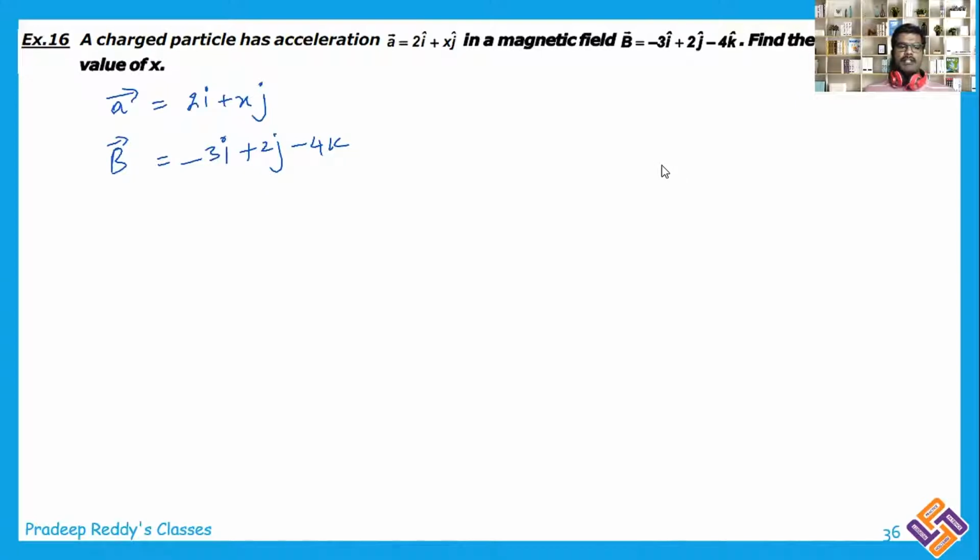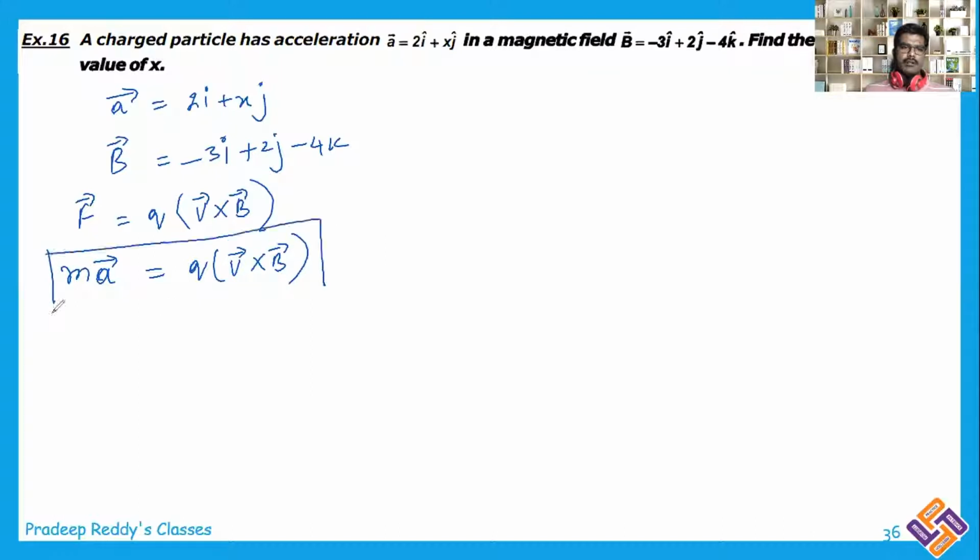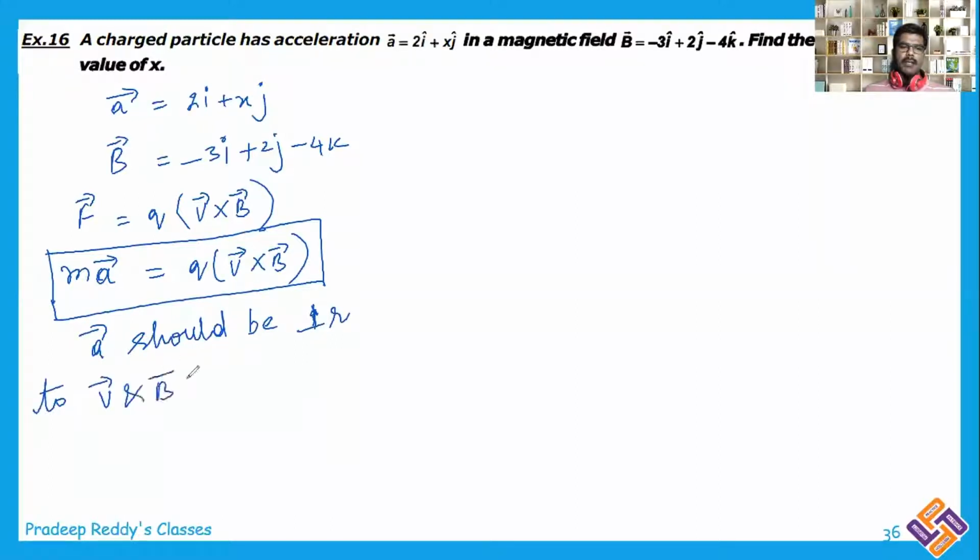Remember that whenever a charged particle is entering a magnetic field, the equation you have is F is equal to Q into V bar cross B bar. This F can be written as M into A, which is Q into V bar cross B bar. Now clearly from this equation, you can decide that A bar should be perpendicular to V bar and B bar.